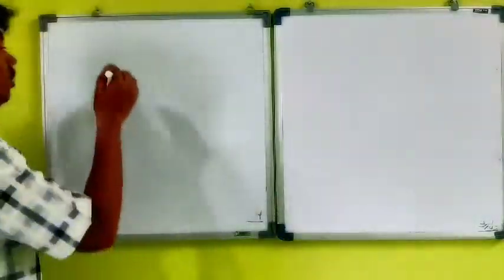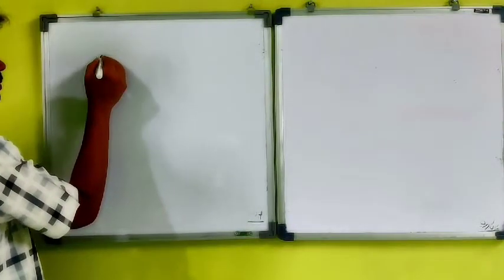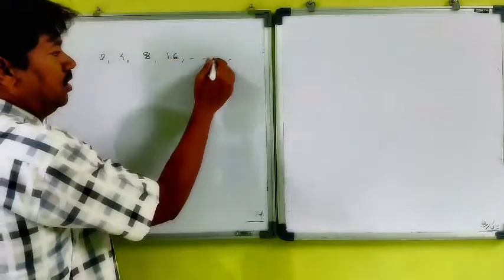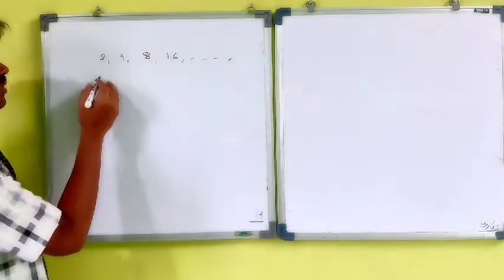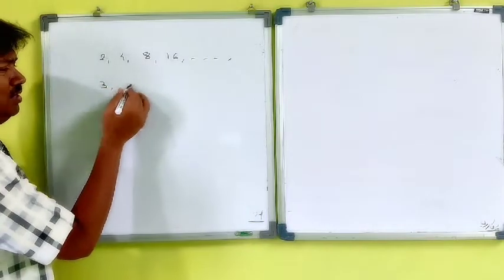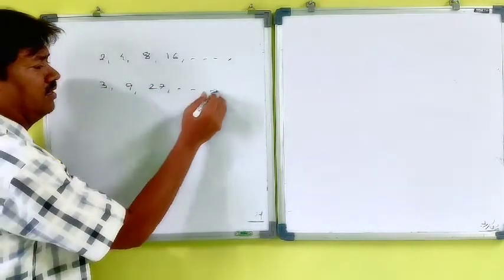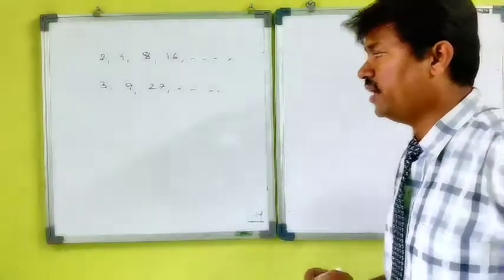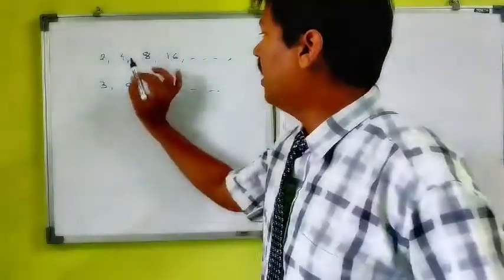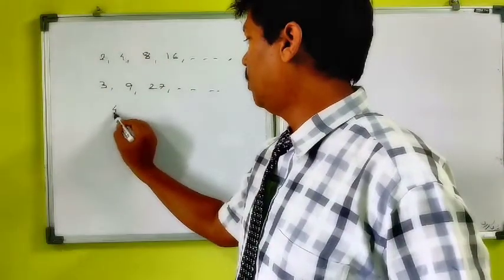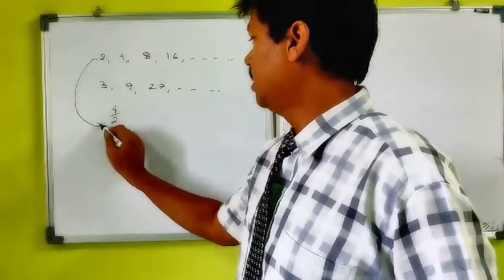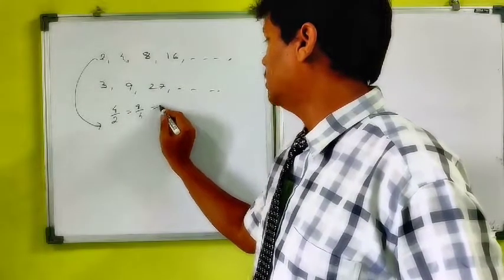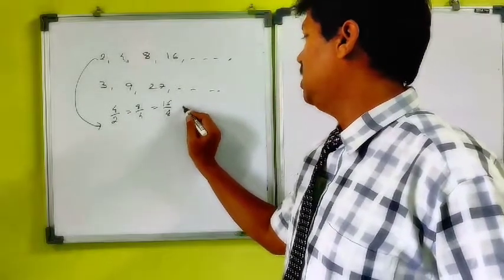See here, in a sequence, say 2, 4, 8, 16 like this, or we can say anything, say 3, 9, 27 like this. This particular sequence is called a geometric progression. Why is it called a geometric progression? If you divide, that is 4 upon 2 in the first sequence, 4 upon 2 is always equal to 8 upon 4, which is equal to 16 upon 8.